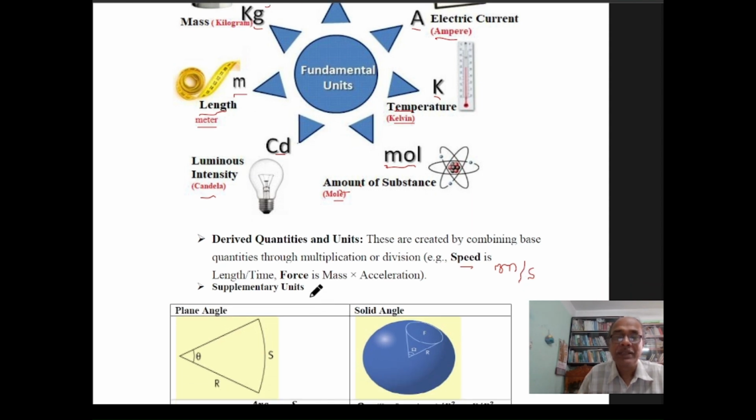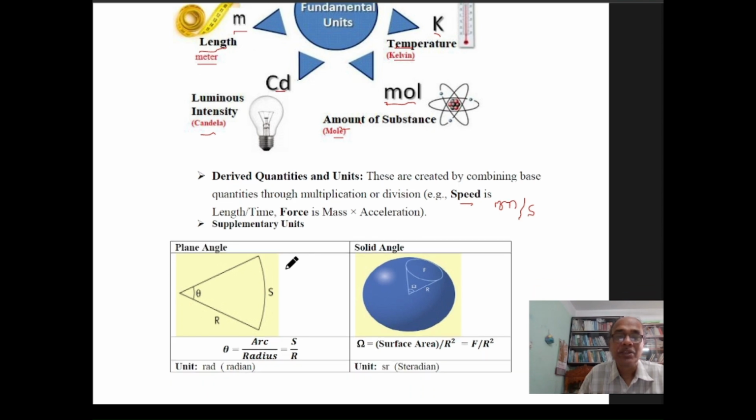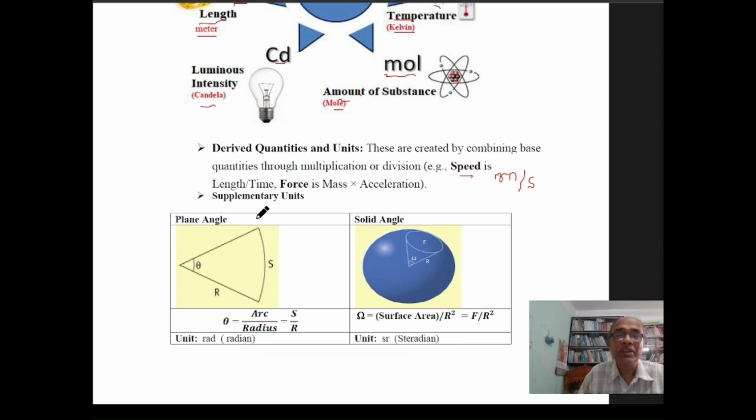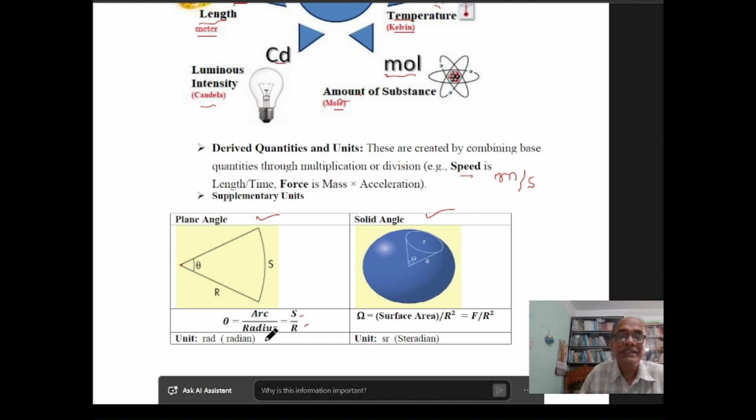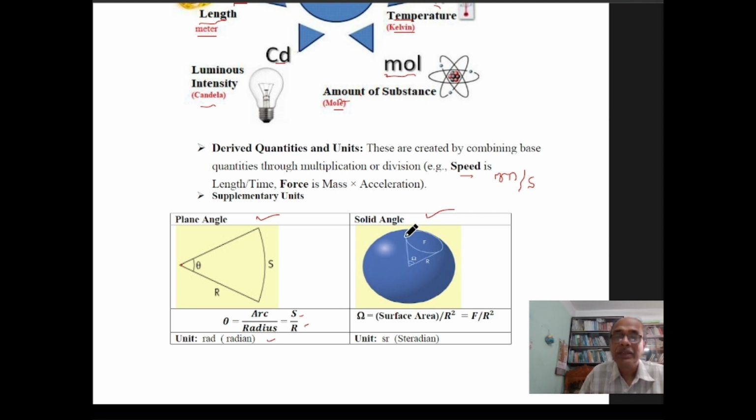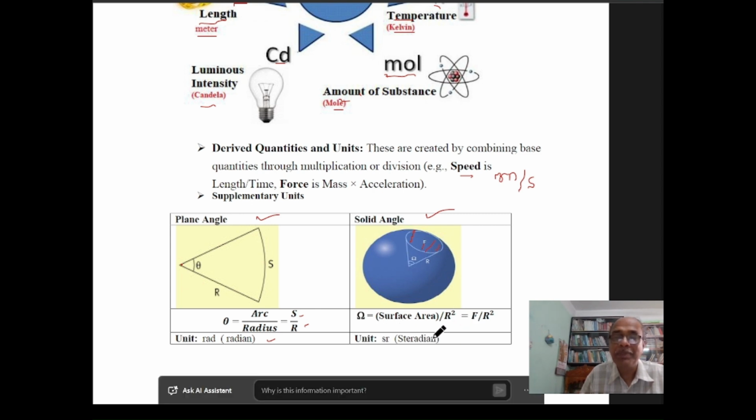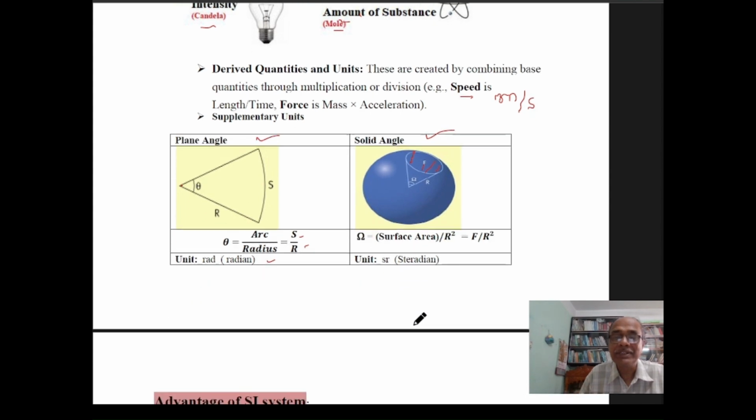And the supplementary units are there. Here we are considering two things: the plane angle and the solid angle. For the plane angle, when two straight lines or rays meet at a certain point, the angle will be different. Here angle equals arc by radius, S by R. So the unit is radian. Solid angle: this is nothing but a cone, and this is the area. So solid angle equals surface area by R square, that is A by R square. The unit is the steradian.